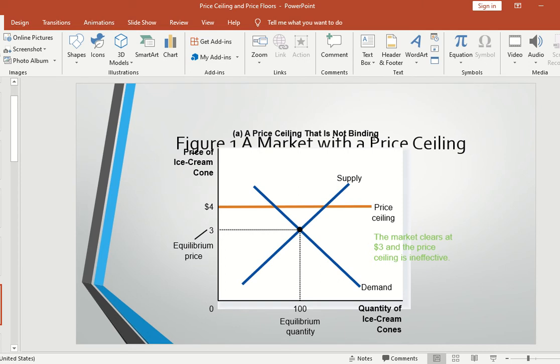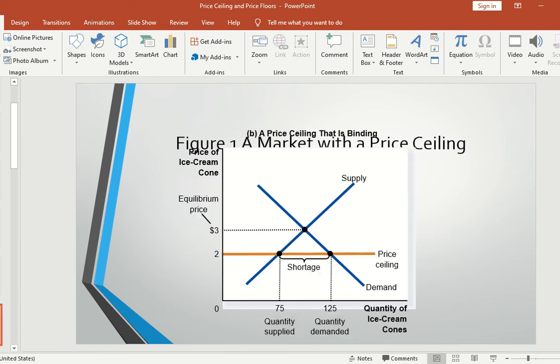In some books, you may see words like not effective, but the more proper word should be not binding. So this price ceiling here is not binding. It is set above the equilibrium price. It is not doing anything because nobody's going to go there anyway, because people are happy here at $3. That's what people are going to pay and what people are going to charge in the market.